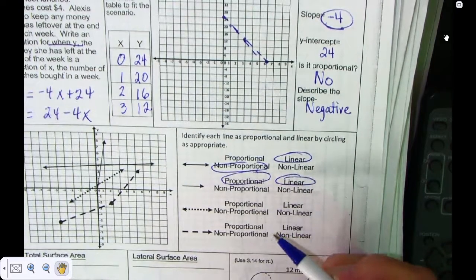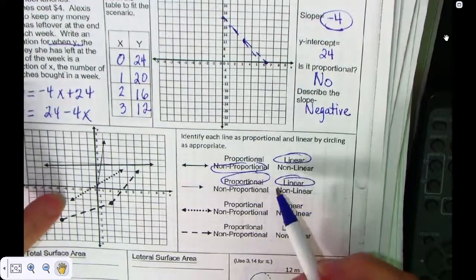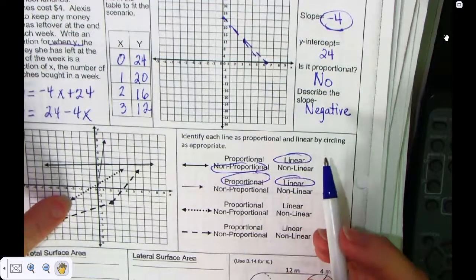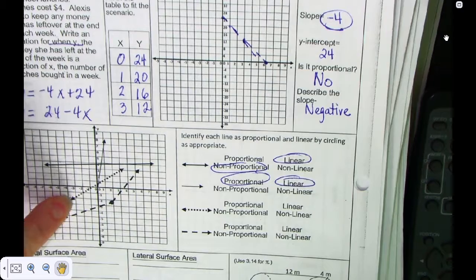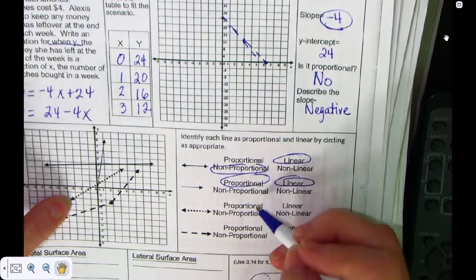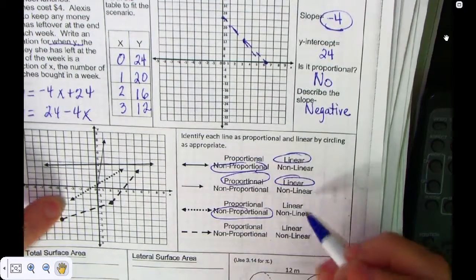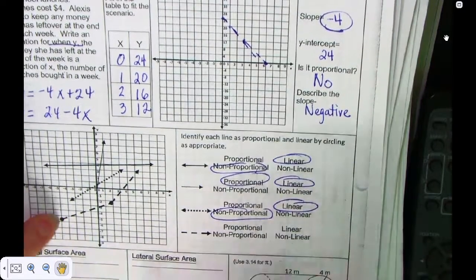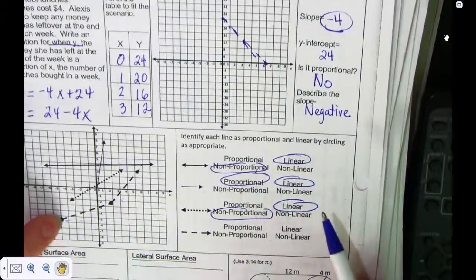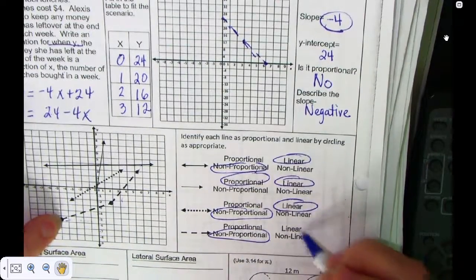This is easy. Come on, Neil. Come on. We've worked on this for a whole semester. Just a minute. I want everybody to say the dash line. Non-proportional, linear. This line. Non-proportional, non-linear. Awesome. Okay, now, to get the total surface area of that cylinder, I'm going to copy the formula down.